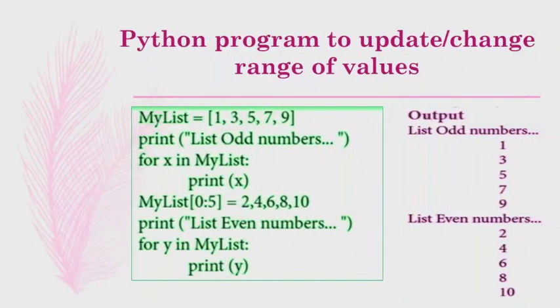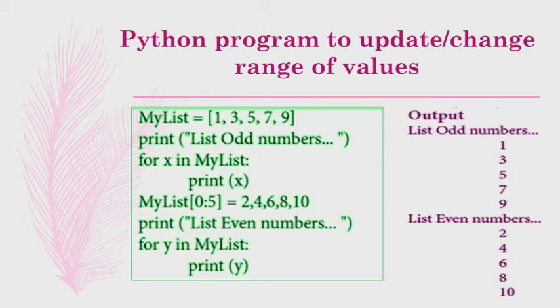See the next program. In this program we are going to update or change a range of values. Not a single value, we are going to change the range of values, which means multiple values. Here my list is equal to 1 3 5 7 9. Print list of odd numbers, and for x in my list print x. Here you want to change all the elements in a list.